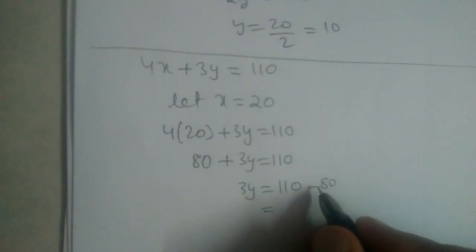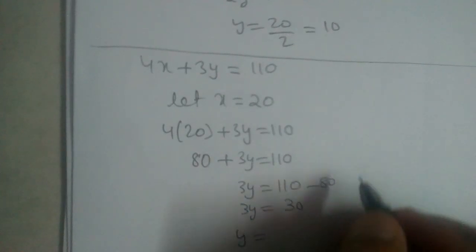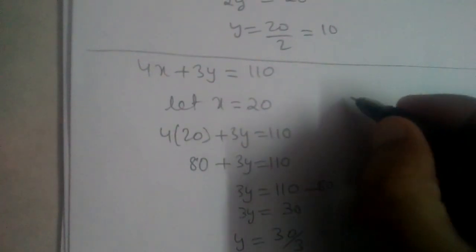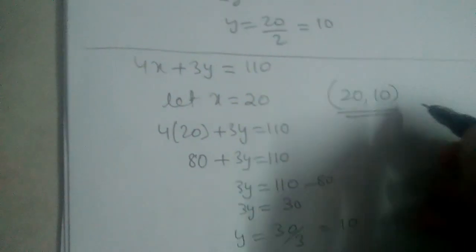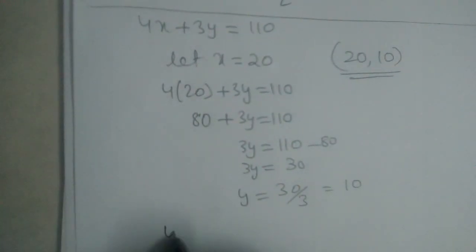So 110 minus 80 will give us 30. So 3y is equal to 30, y is equal to 30 divided by 3 will give us how much? 10. So the first point for this is 20 comma 10, or the first solution is 20 comma 10. Okay, so let us find one more solution.